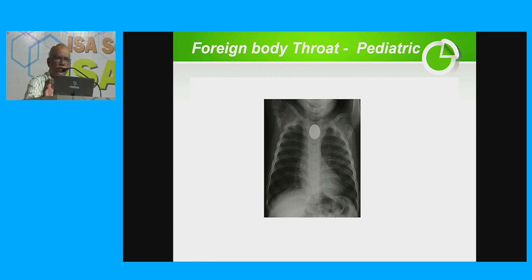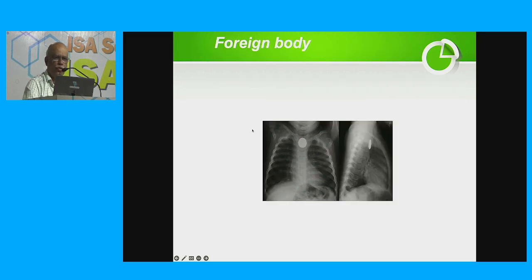Now I have almost finished all those things. Then we take X-rays to delineate foreign bodies, an aspirated tooth. After anesthesia, you may have to take a chest X-ray, or in a child with a foreign body like coins, you may have to take a lateral view. So these are other indications for X-rays.